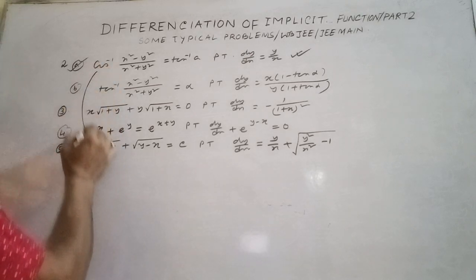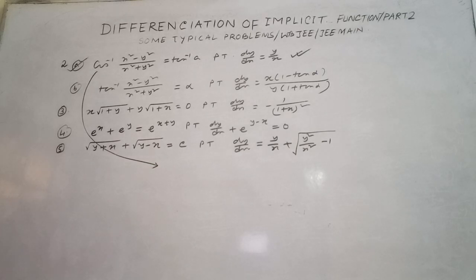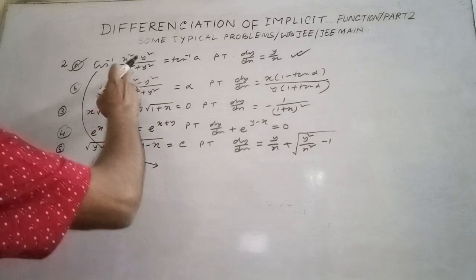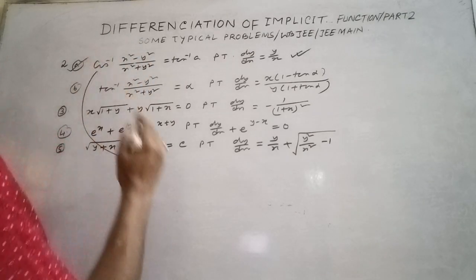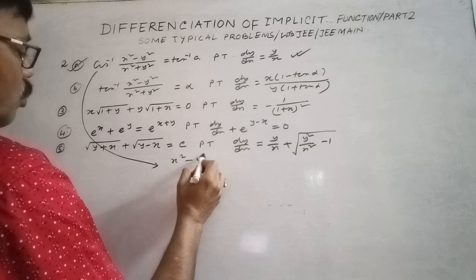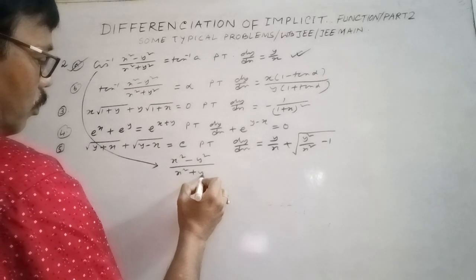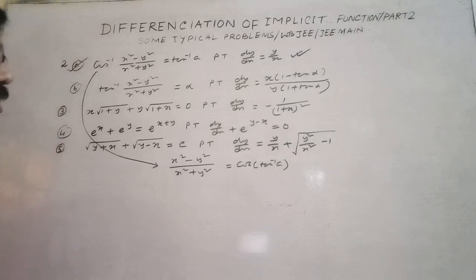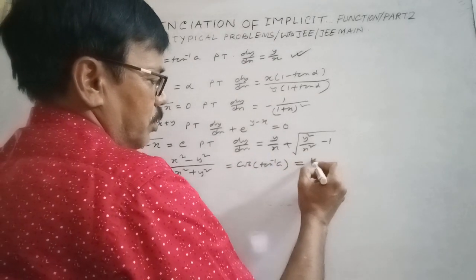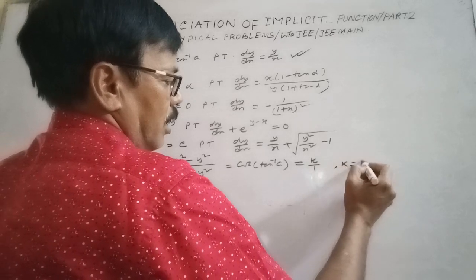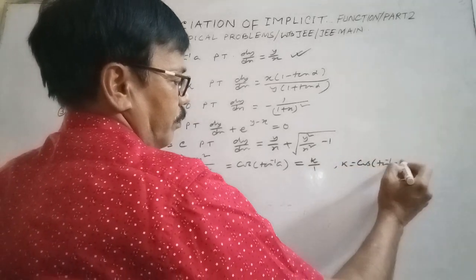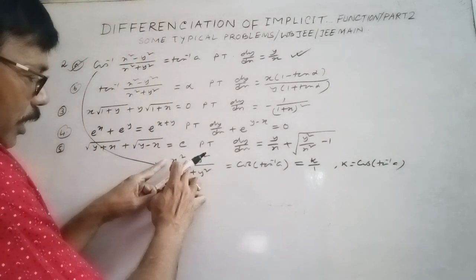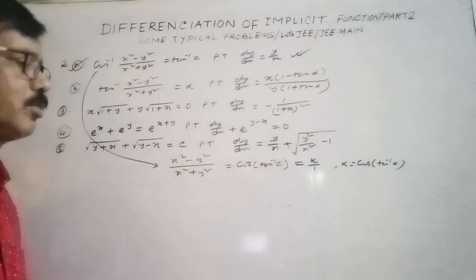So this is our given relation. Look at the term x square minus y square by x square plus y square. They are the same but differ in sign. So if we transfer cos to the right hand side, we get cos of tan inverse A. Now this is a constant, not including x and y. We suppose that this one is k. So what is k? Cos of tan inverse A.